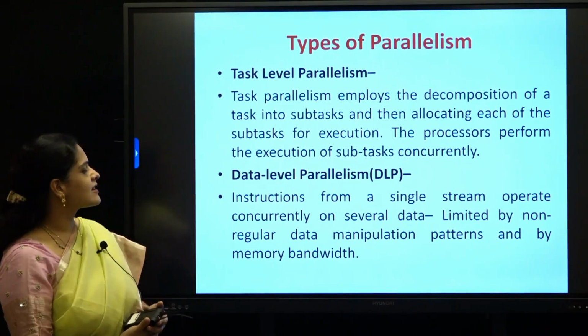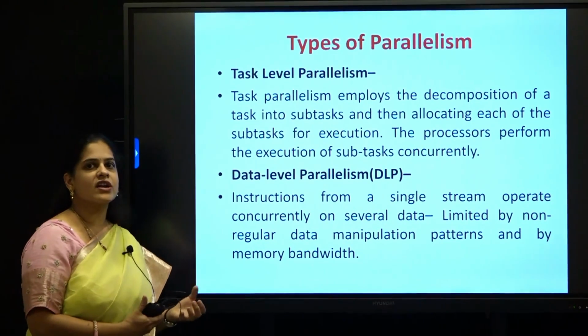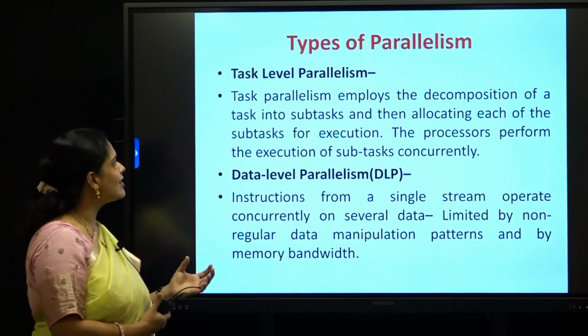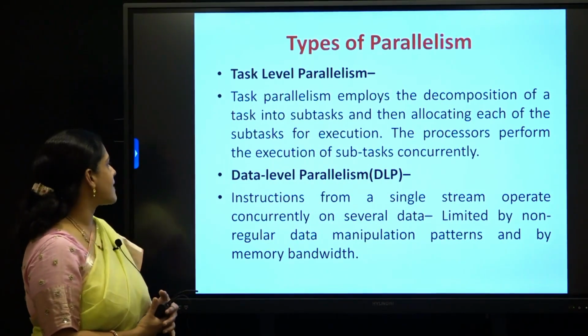Next, coming to task level parallelism. In task level parallelism, we divide or decompose a sequential process or task into subtasks, and all the subtasks are executed in parallel. That is called task level parallelism.